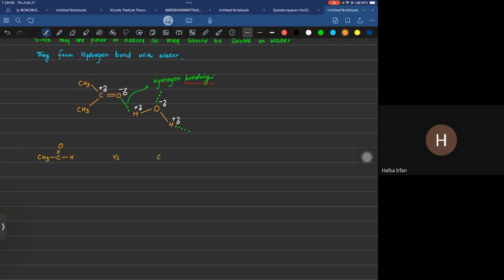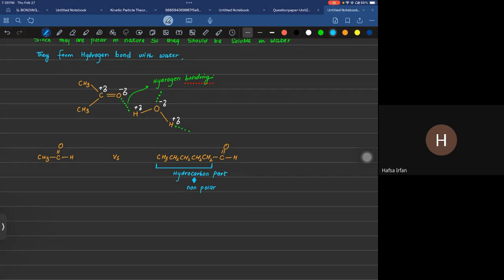But the issue is that this is your ethanol, versus this one. Both are aldehydes. But what is the difference between the two? You can see this is the hydrocarbon part, which is non-polar. So as the non-polar part increases, it would become a dominant factor. Due to this factor, its solubility will decrease.